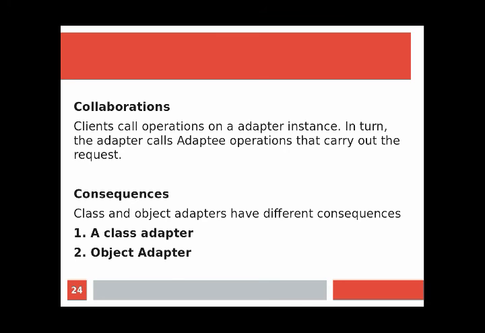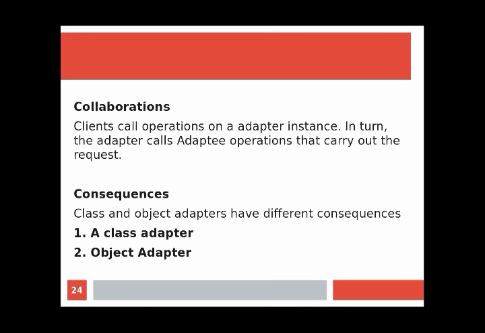Consequences. Class and object adapters have different consequences. A class adapter first adapts adaptee to target by committing to a concrete adapter class. As a result, a class adapter won't work when we want to adapt a class and all its subclasses. Second, it lets adapter override some of adaptee's behavior, since adapter is a subclass of adaptee. And the third is it introduces only one object, and no additional pointer indirection is needed to get to the adaptee.